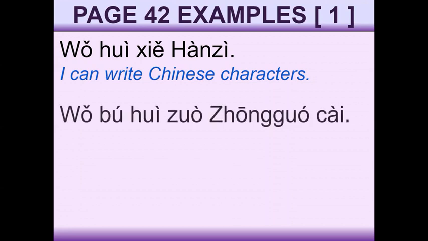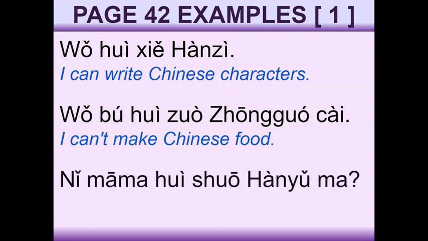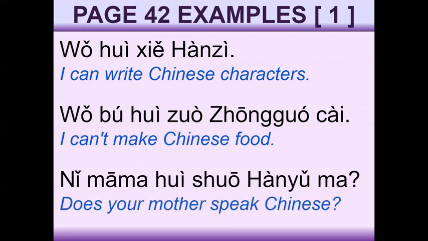Second example, 我不会做中国菜. Please pay attention here to the pronunciation of 不. In this case, it is changed from fourth tone to second tone. 我不会做中国菜. I can't make Chinese food. Make or cook Chinese food, okay? This 做 verb can have this meaning, referring to the 菜, to the food. I can't cook Chinese food. And the last one, 你妈妈会说汉语吗? Does your mom speak Chinese?